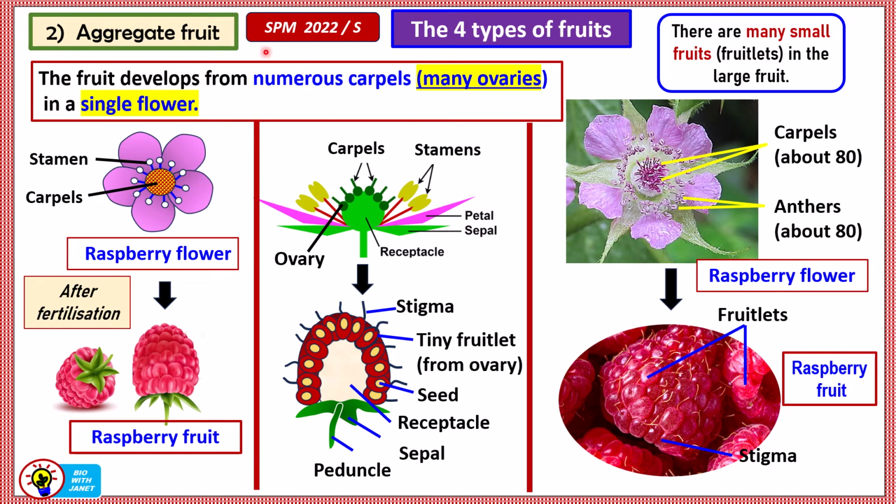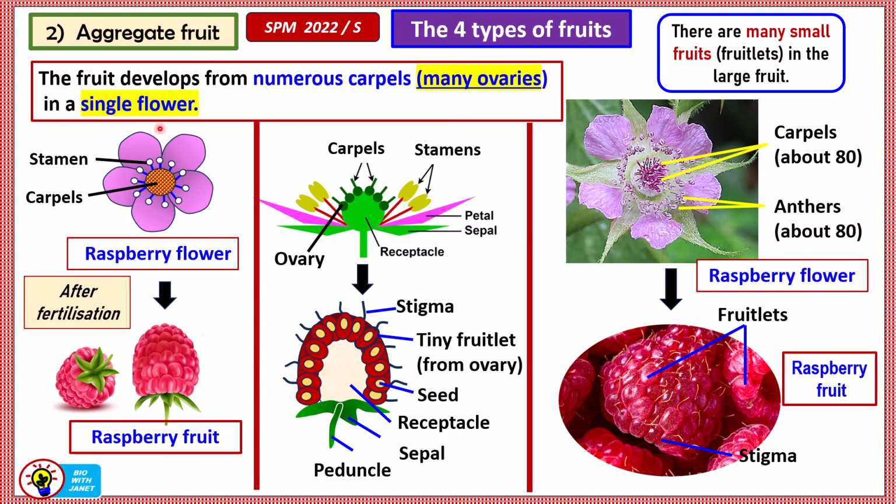Now let's go on to aggregate fruit. So this came out in SPM 2022 structured question, where they show the picture of a flower and then they ask you, what's the type of fruit and so forth. So for aggregate fruit, the AG here stands for a flower with a group of ovaries. A for a flower, G for group of ovaries. So the fruit develops from numerous carpels or many ovaries in a single flower. Okay. An example is the raspberry flower.